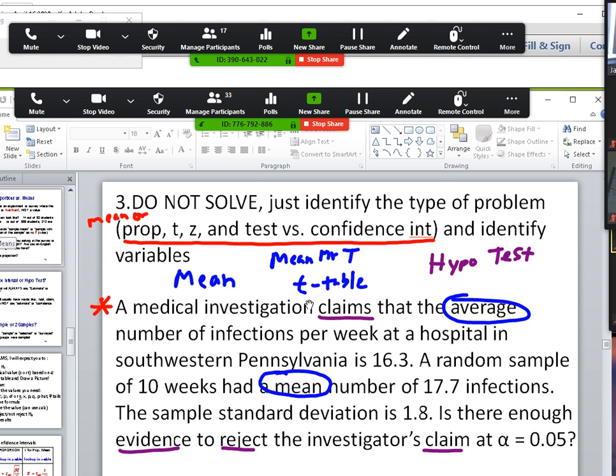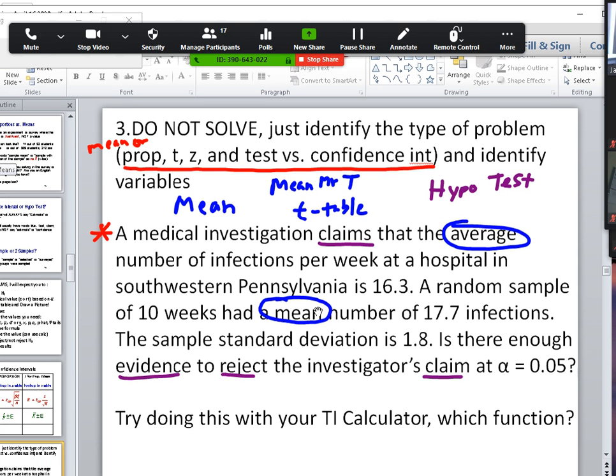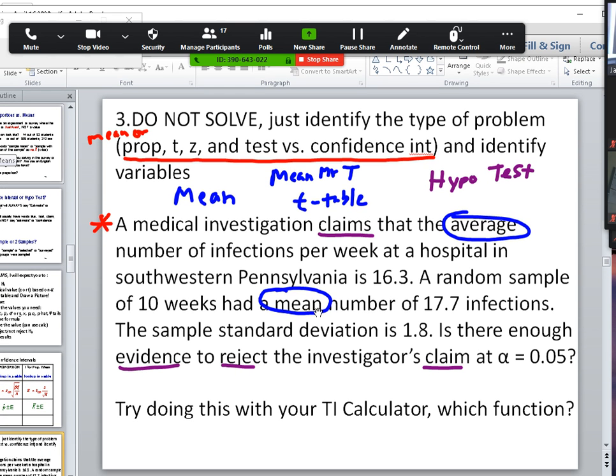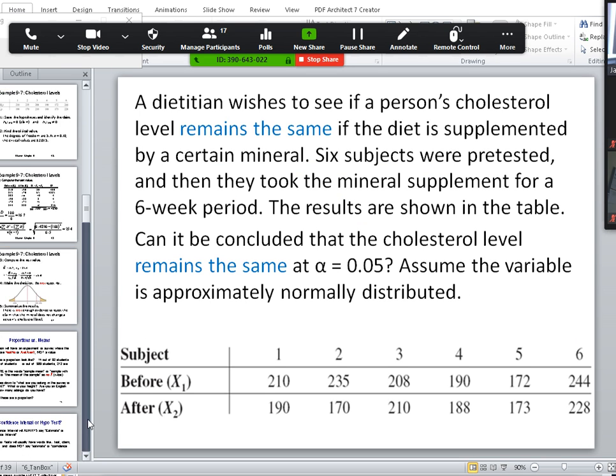All right, so now I need you guys to not solve these, just identify what type of problem they are. Whether it's a mean or a proportion, whether it is a t-table or a z-table you're going to use, and whether this is a hypothesis test or a confidence interval. So someone start reading right here. You know what I'm going to do is I'm going to pull up this here.